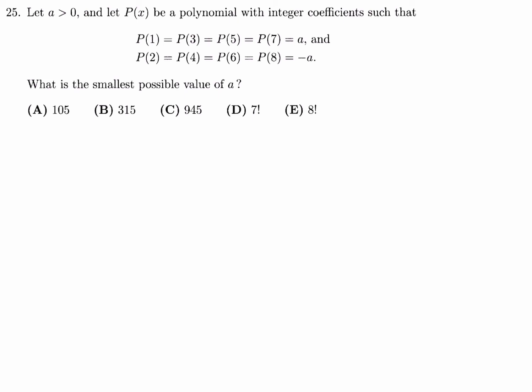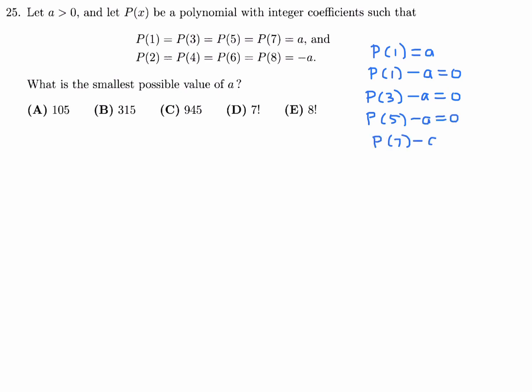Well, one thing I immediately notice is that if you were to take each of these, for example, p at 1 is equal to a, and if you rearrange that, it just means that p at 1 minus a is equal to 0, correct? And very similarly, you can do that for every one of those. P at 3 minus a is equal to 0, p at 5 minus a is equal to 0, and p at 7 minus a is equal to 0.